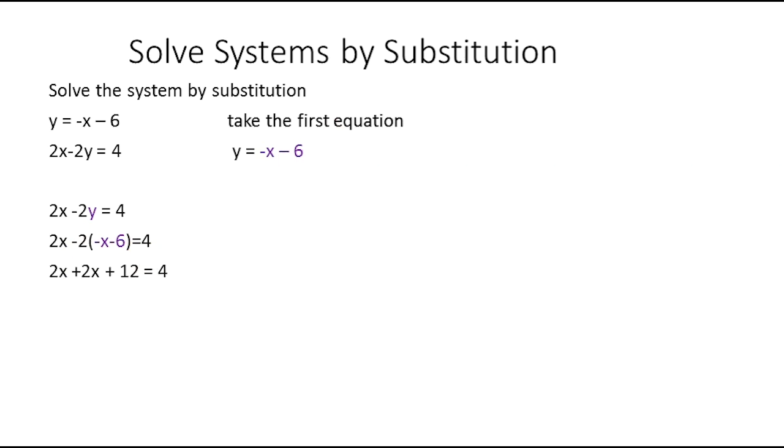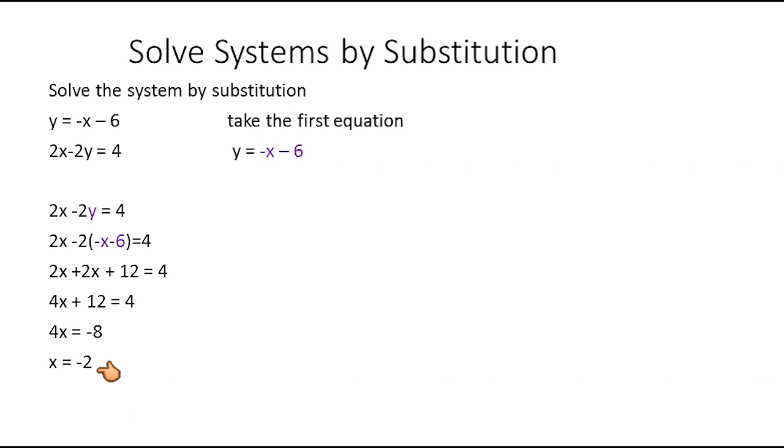So now let's simplify. Bring down your 2x. Negative 2 times the negative x is positive 2x. Negative 2 times negative 6 is positive 12, equal 4. Combine your two x's. We get 4x plus 12 equal 4. Subtract 12. We get 4x equal negative 8. Divide by 4. x equals negative 2.